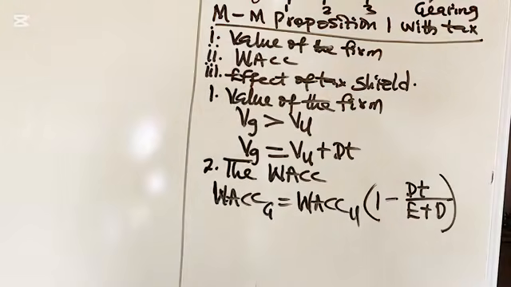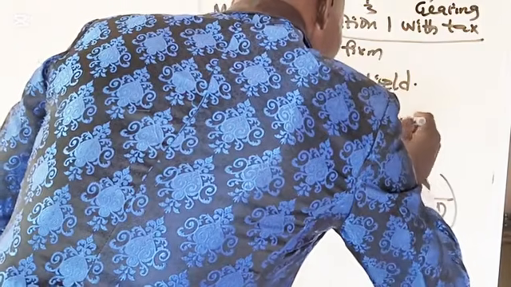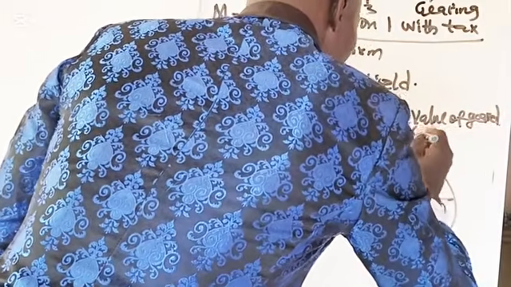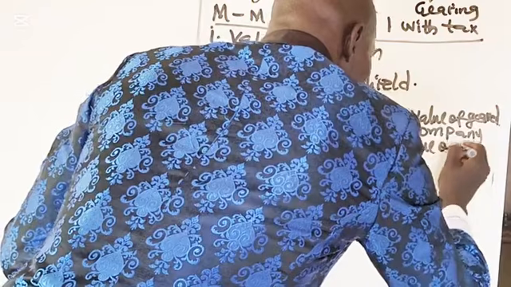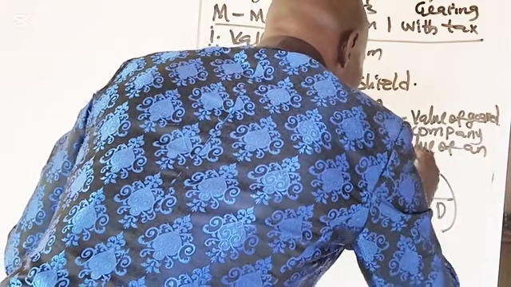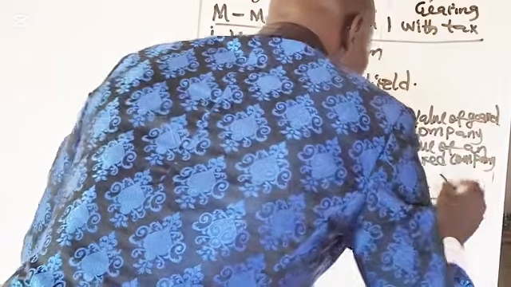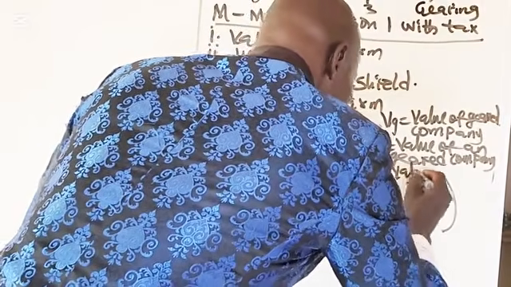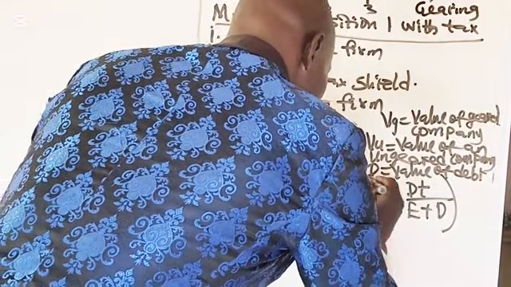Remember, from this formula, VG stands for value of geared company, VU stands for value of an ungeared company, D stands for value of debt, and T stands for tax rate.